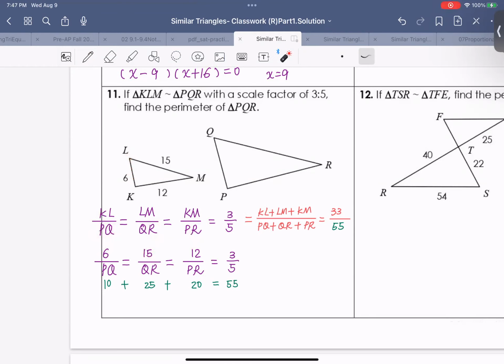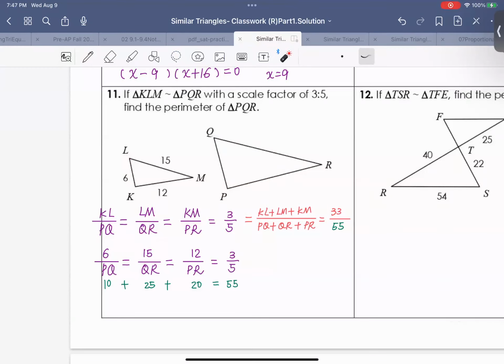Yes. And then this equals this. So you see here, 3 times 4 is 12. 5 times 4 will be 20. 3 times 5 is 15. So 5 times 5 is 25. 3 times 2 is 6. So 5 times 2 is 10. So you get each individual side for this big triangle, right?